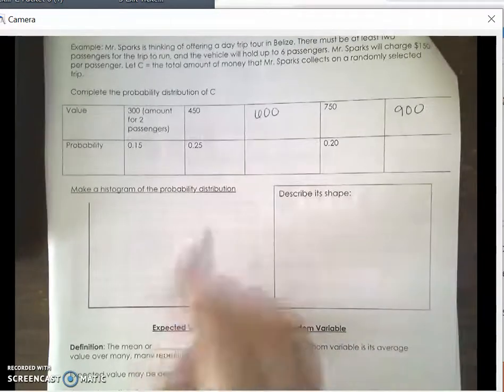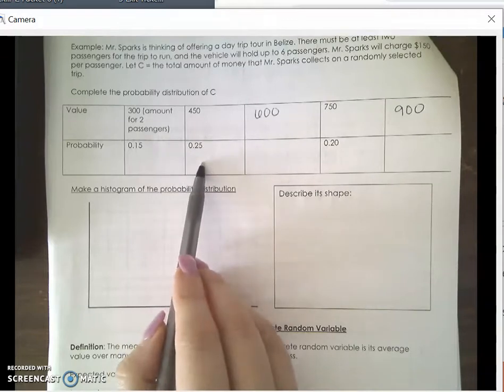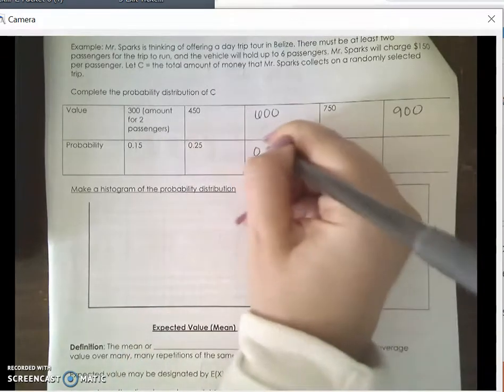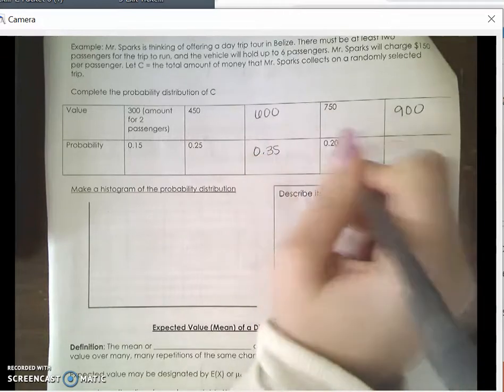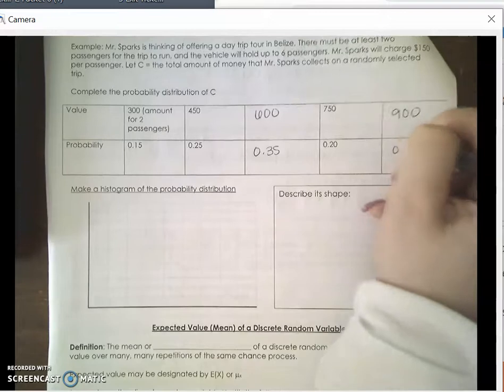The probability of having 2 passengers is 0.15. Probability of 3 passengers, 0.25. Then we'll say 0.35, and then we'll go back down. So back down to 0.20, and then 0.05.